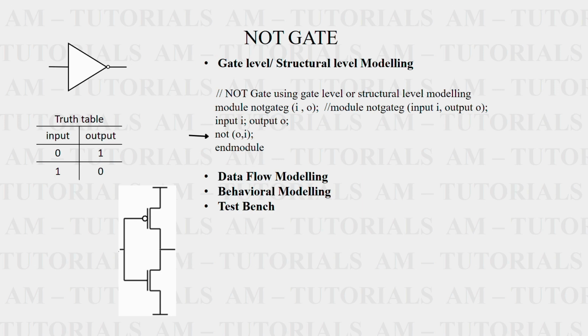We will use the built-in gate, as, NOT of, O, and I. The output port O is written first, then the input port I. And then end the code with, end module.